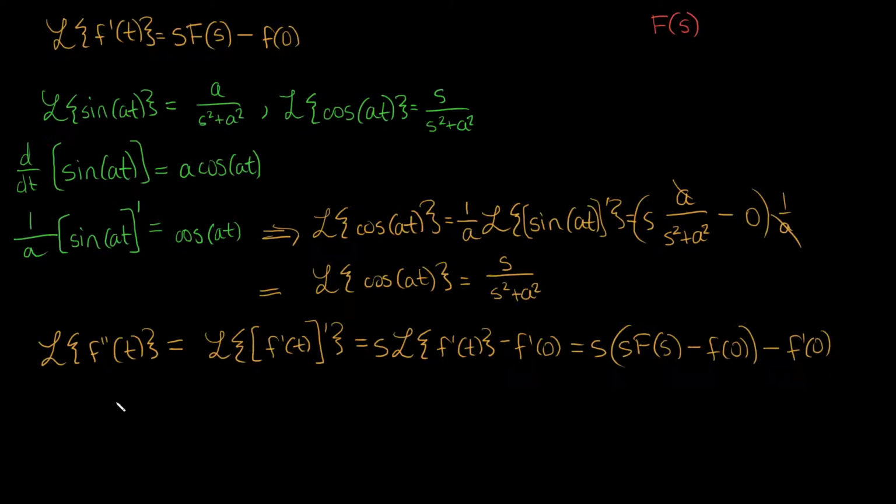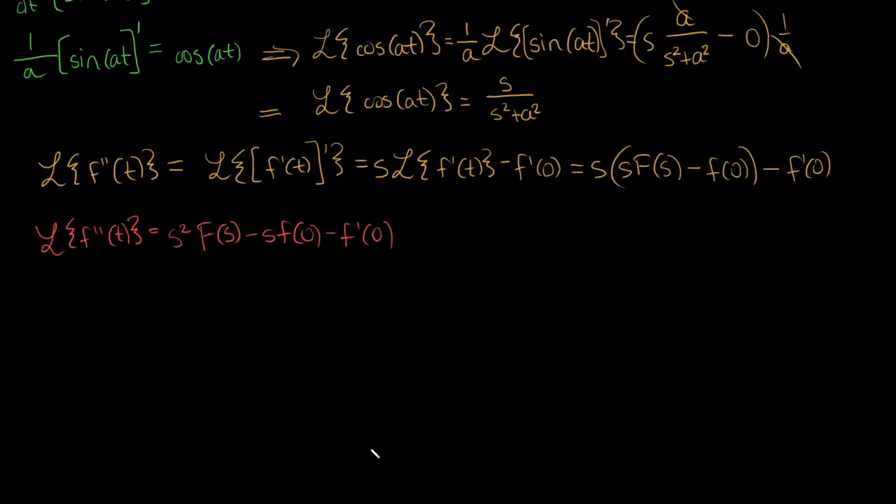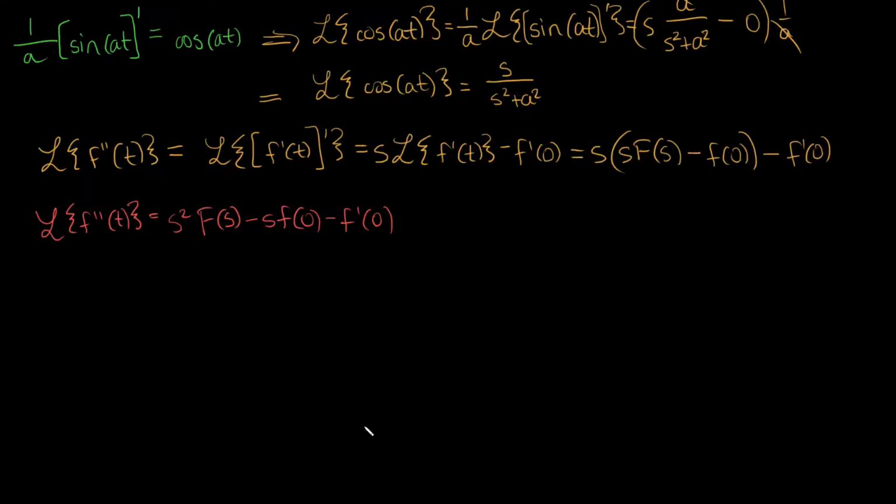So we get our final formula, which is that the Laplace transform of a second derivative equals s squared times the Laplace transform of the original function, minus s times the function evaluated at 0, minus f prime at 0. Let's do just one more example so that it really is solidified why this works and how it's going to work as we do the Laplace transform of the third derivative.